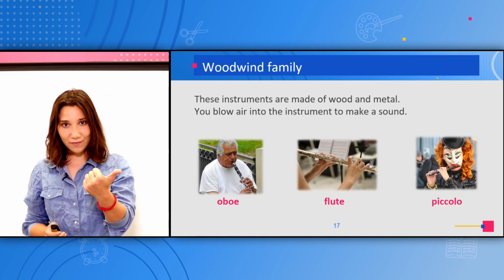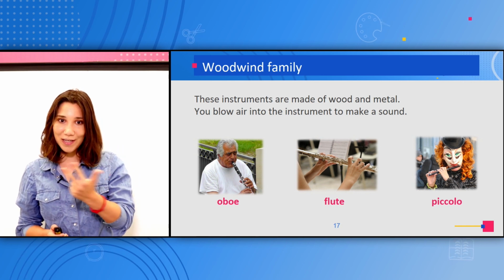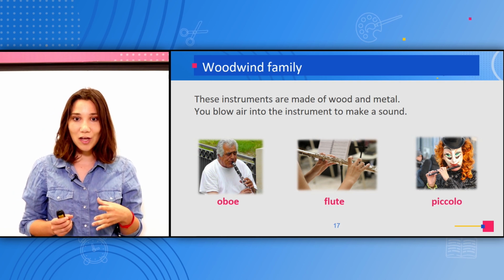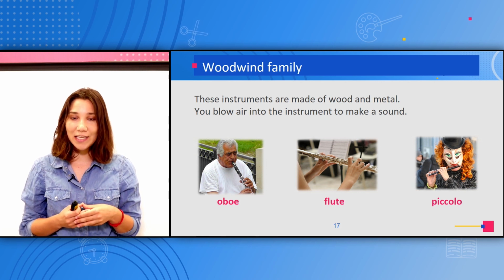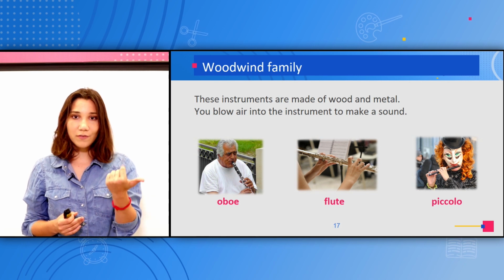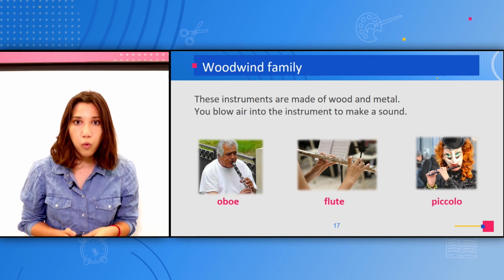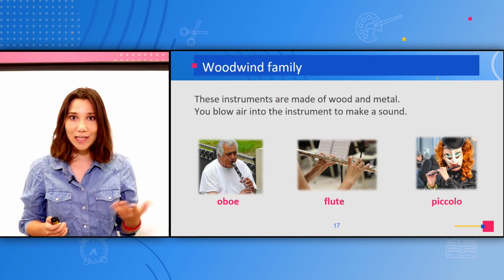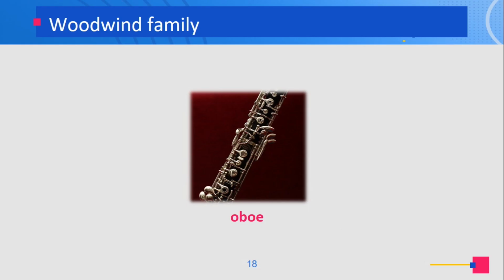So we talked about the string family, we talked about the percussion family, now we have the woodwind family. These instruments are made of wood or of metal, and you blow air into the instrument to make a sound. So we have the oboe, the flute, or the piccolo. So you have to blow air into the instrument so they can make a sound. So listen to the oboe, and here is an example of what a woodwind instrument might sound like.